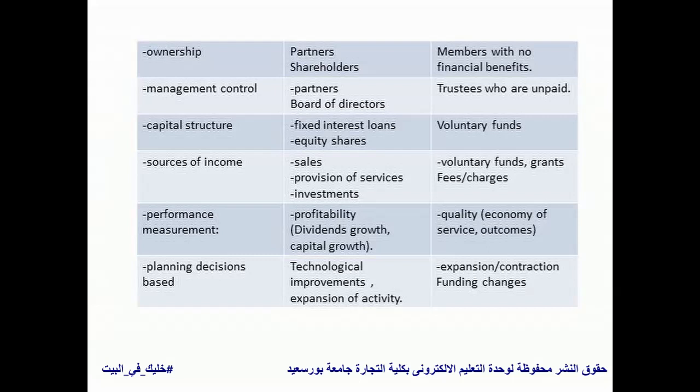Number 3, management control. The management control in the case of commercial organizations is the partners and board of directors. They are the managers. They represent the management. While the management control in the case of NPO is trustees who are unpaid.